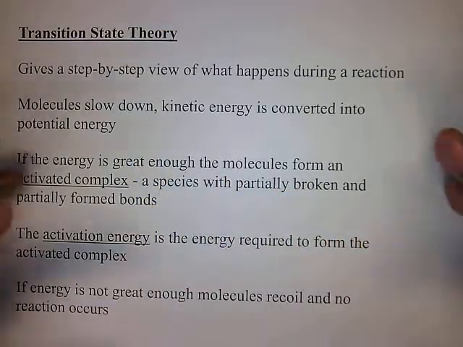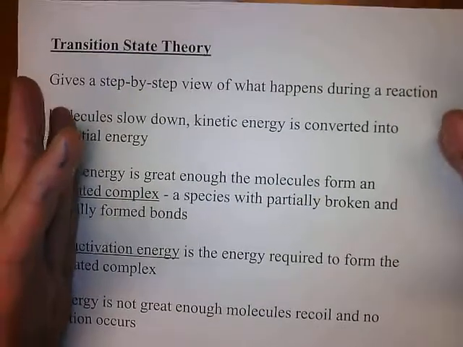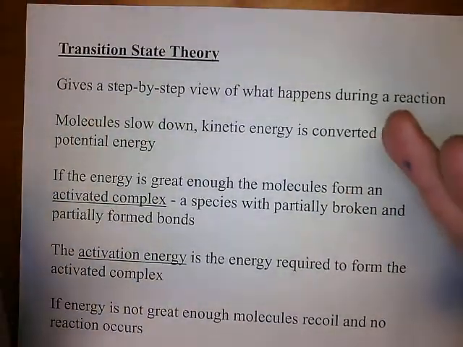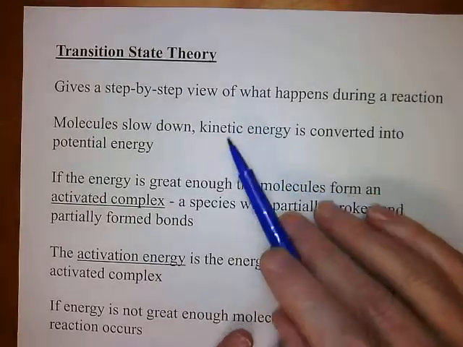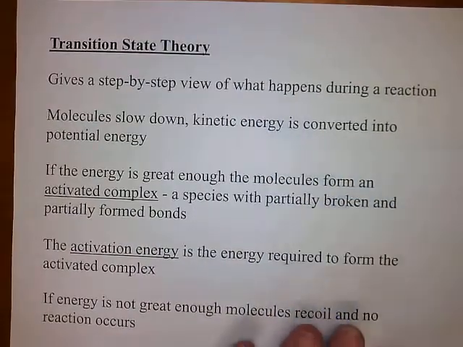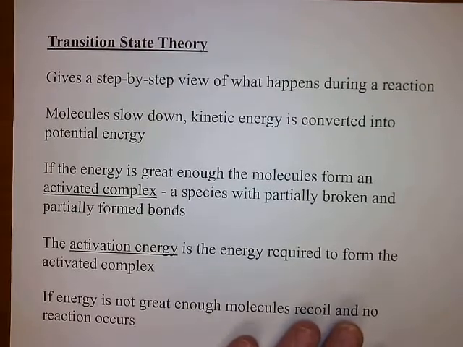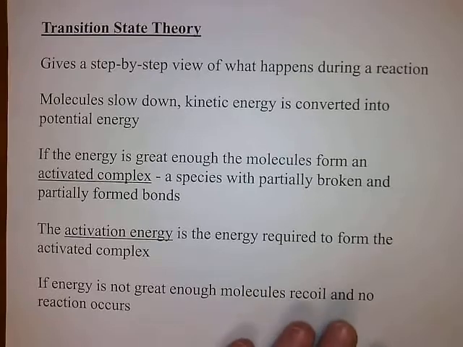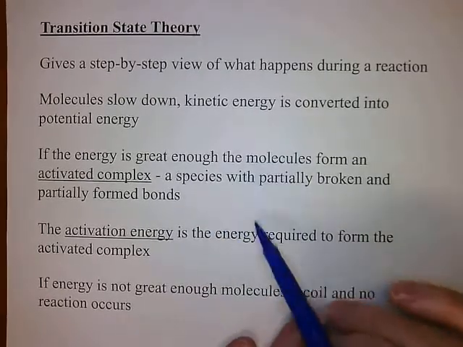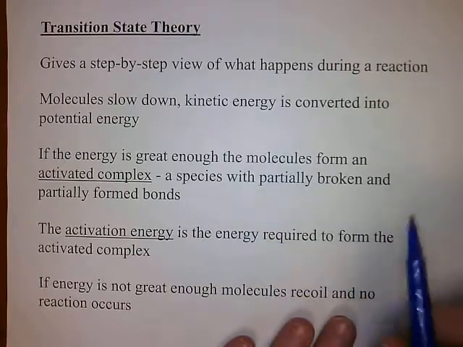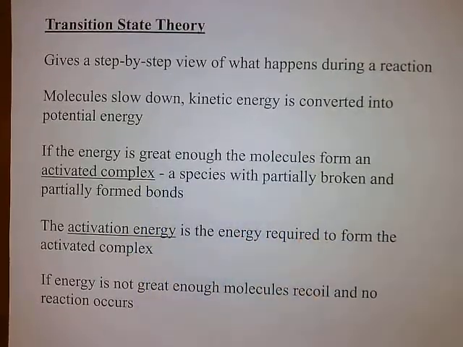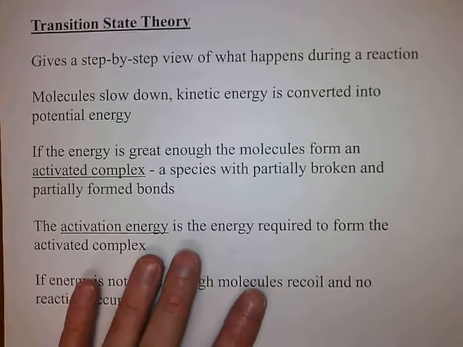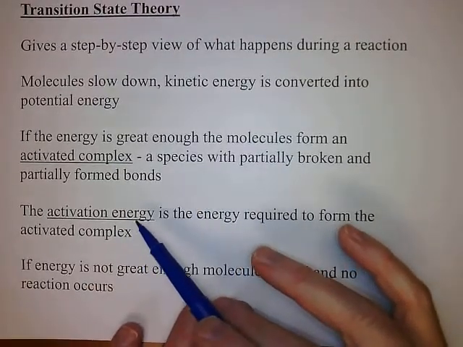The molecules begin to come together, and that's how a reaction happens, basically by molecules slamming into one another. The molecules begin to slow down as they approach one another, and as that happens, their kinetic energy is converted into potential energy. If the energy is great enough, the molecules form what's called an activated complex, a species with partially broken and partially formed bonds. And the activation energy is the energy required to form the activated complex. Remember I said I'd talk about this a little bit more.